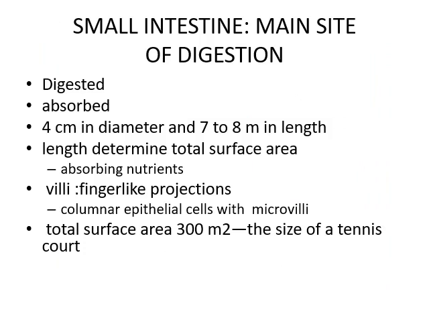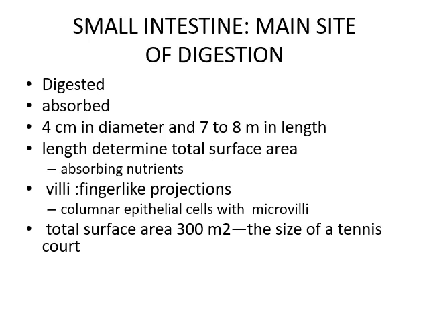The mammalian digestive system includes the small intestine, large intestine, pancreas, liver, and gallbladder. Now, the small intestine is the main site of digestion. It digests the food and absorbs the digested food material. It is 4 cm in diameter and 7 to 8 meters in length, and this length varies according to the food or the species' mode of nutrition. Length determines the total surface area for absorbing nutrients.